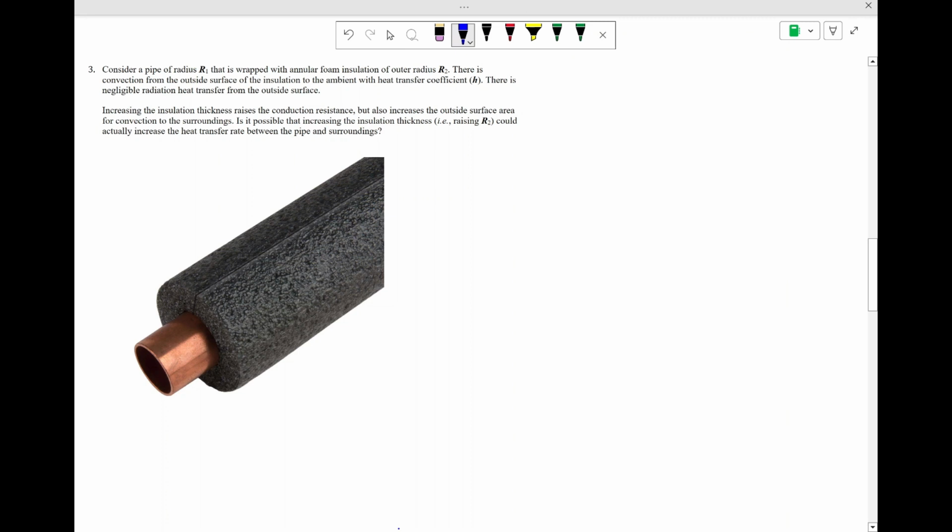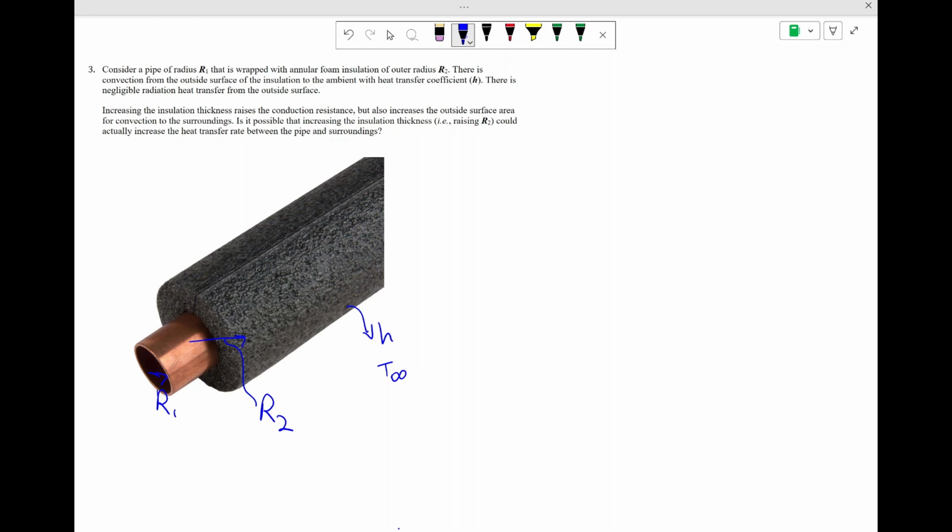All right, so now we're up to question 3. And here what we're looking at is the following situation. So we've got this pipe. The inner radius for this is R1, and it has a layer of foam insulation wrapped around it with outer radius R2. And what we're going to say is that the outside is cooled by convection to the ambient with some heat transfer coefficient. So there's some h here, and that is for convection from that outer surface to T infinity.